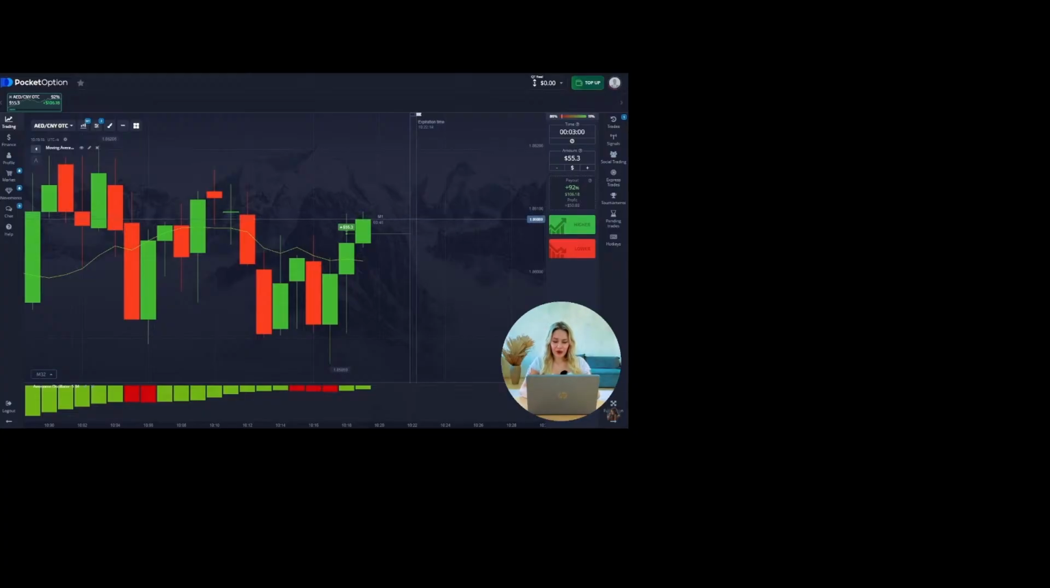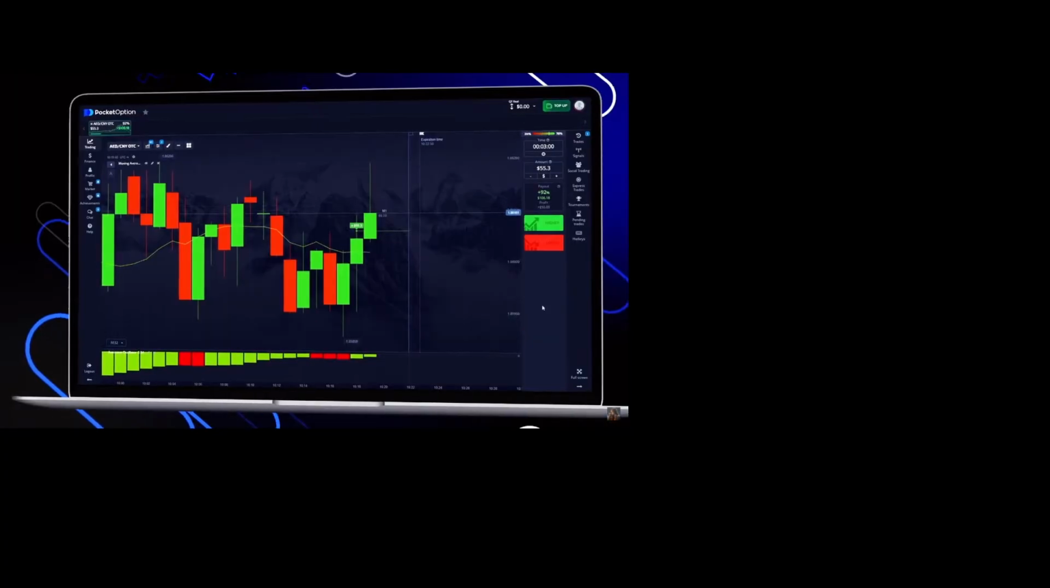Let's also set our goal for accelerating this deposit. Let's say we need to get $10,000 with this strategy. I think this is normal and possible. Let's wait for this trade to close.